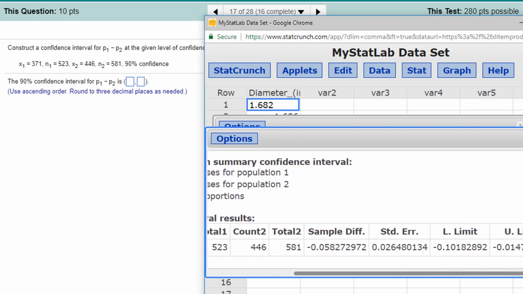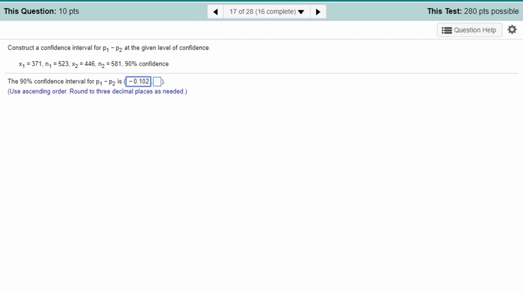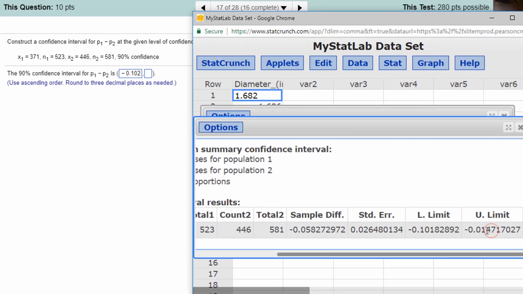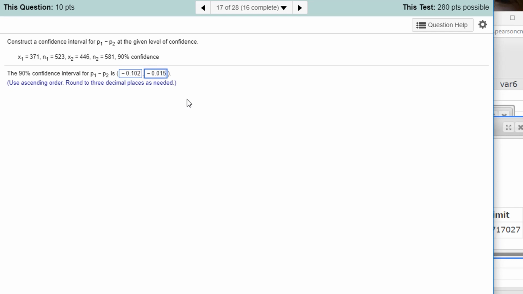I have to scroll over to get it. Okay. This is my difference with 90% confidence. I need 3 decimal places. So the lower bound, negative 0.1018, rounds to negative 0.102. For the upper bound, 3 decimal places, I need to round that up. So it's going to be negative 0.01015. Okay. That's it.